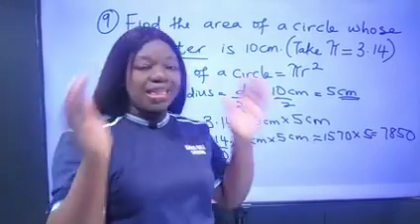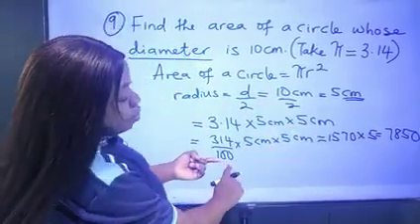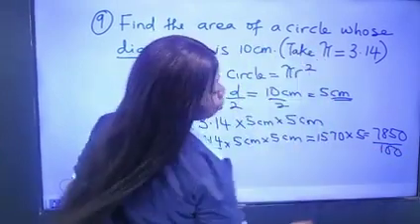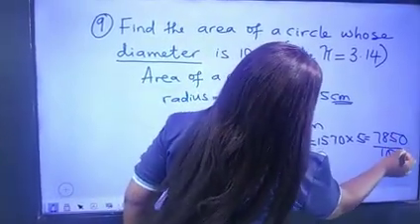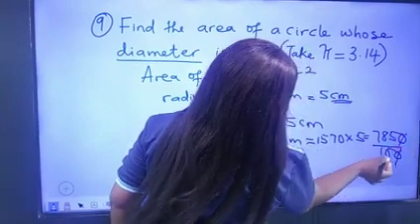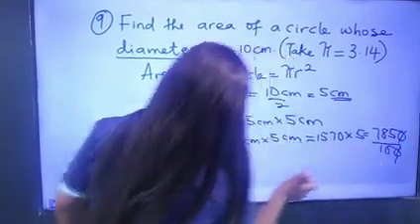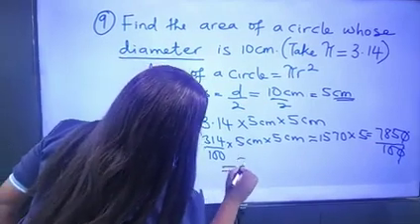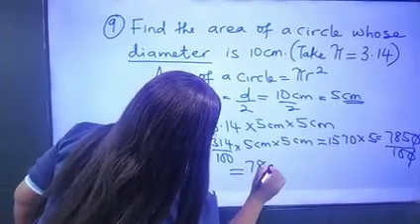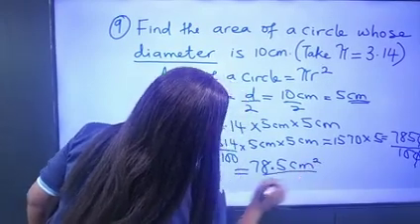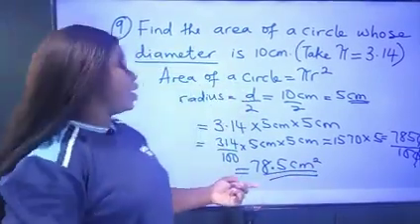How we did math in our head? Then divided by 100 so that we can fix back our decimal point. So 0 cancels 0, divide by 10, count to the left 1, that's 78.5. So our answer is 78.5 square centimeters, because area is written in square centimeters.